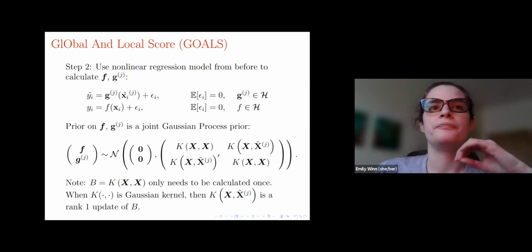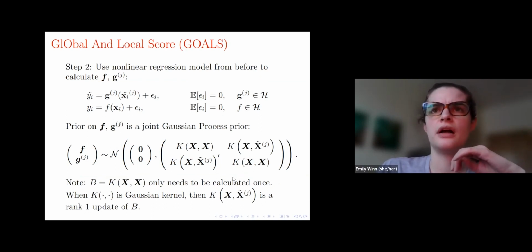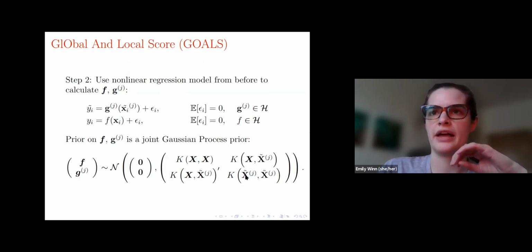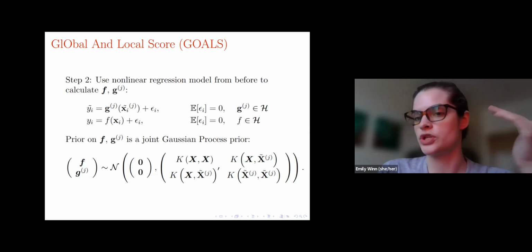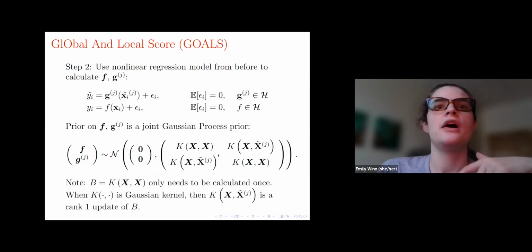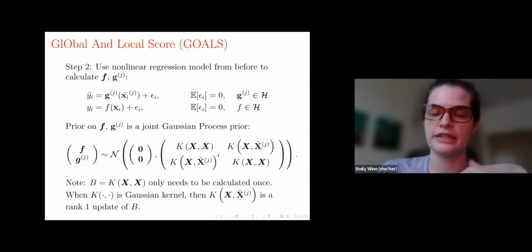Quick note, this kernel k of xx only needs to be calculated once. This is because when you have k of xj, that ends up being equal to this k of xx, because you're adding a constant to a covariance essentially, which does not change the covariance itself. Additionally, when we have K of X, X sub J tilde, it is a rank 1 update of B, which is what our shorthand is for this kernel.